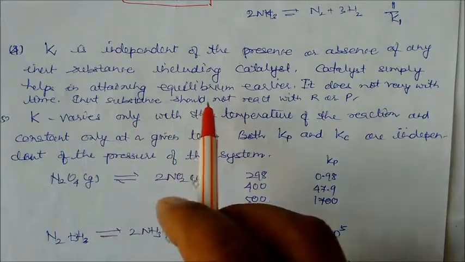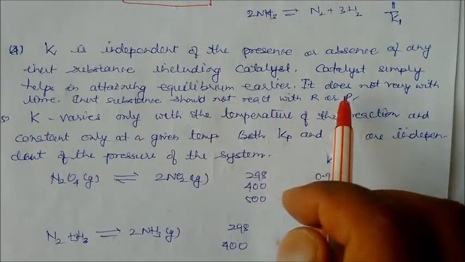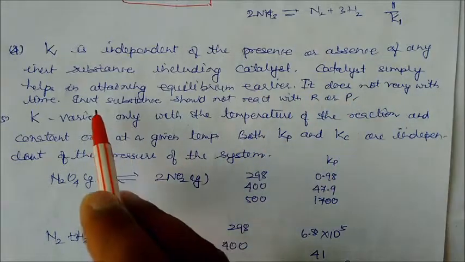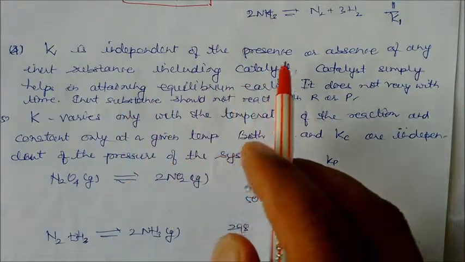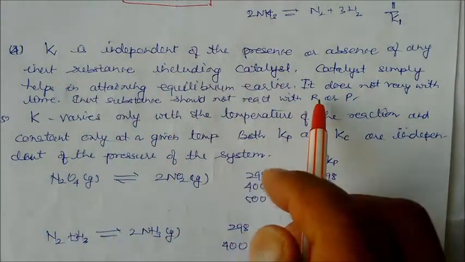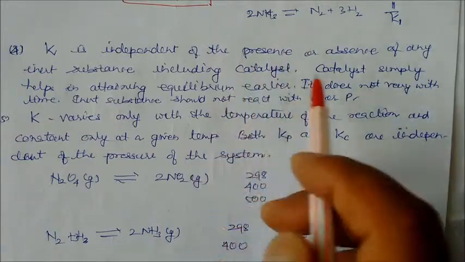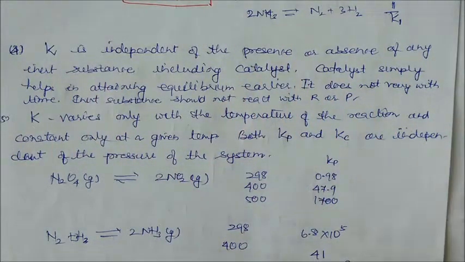Inert substances should not react with the reactant or product. This is the important point: the inert substance does not affect K, but it should not react with a reactant or product. Then K is independent of any inert substance.